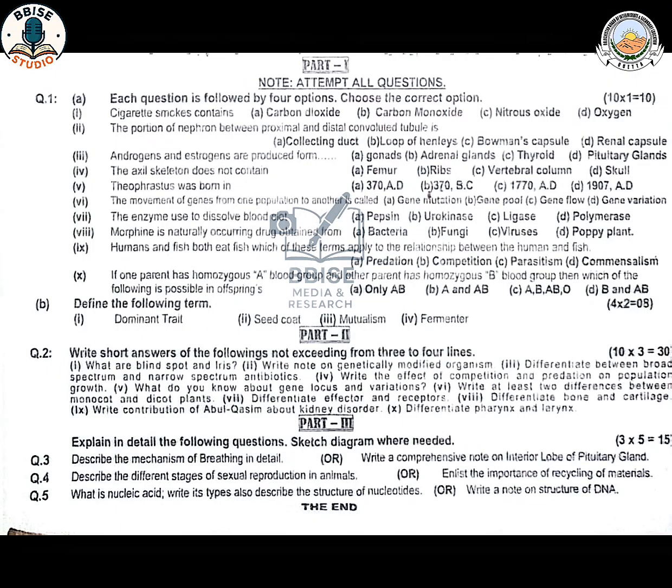Now I am reading the 10th part of question number 1. If one parent has homozygous A blood group and the other parent has homozygous B blood group, then which of the following is possible in offsprings? Option A, only AB. Option B, A and AB. Option C, A, B, AB and O. Option D, B and AB. The correct answer is C.